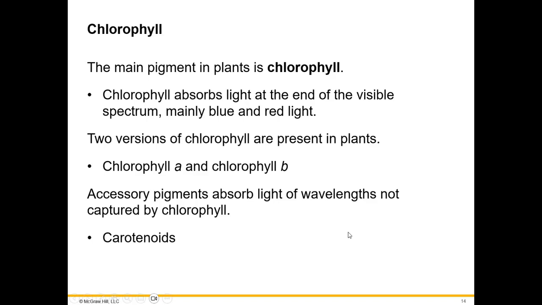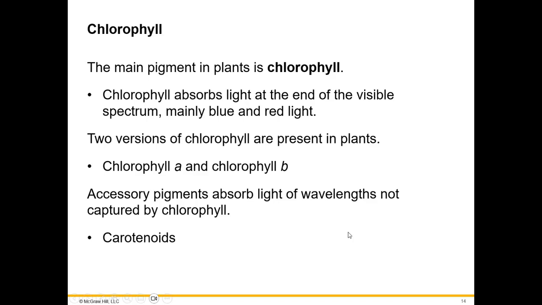Our main pigment is chlorophyll, and chlorophyll absorbs light at the ends of the visible spectrum, the reds and the blues. That's why it reflects green: it's absorbing blue and red light, but it's not absorbing the green, it's reflecting it. That's why it shows up as green whenever we look at plants. There are two versions of chlorophyll present in plants, chlorophyll A and chlorophyll B. We should know that we have those two forms, but we don't need to know much more detail about what separates them at this part of our learning.